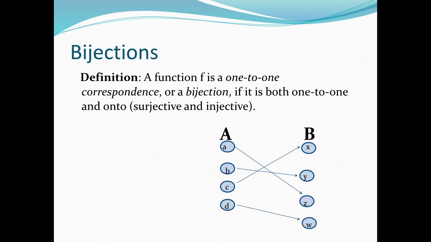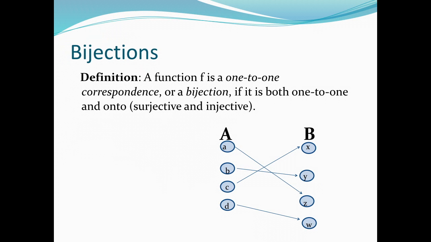The third type, which is the most important for us, is called bijection. A bijection could be defined as a function f that satisfies two conditions: it is one-to-one and onto at the same time. For simplicity, we say a function is a bijection when every element in A has a mapping from the set B.